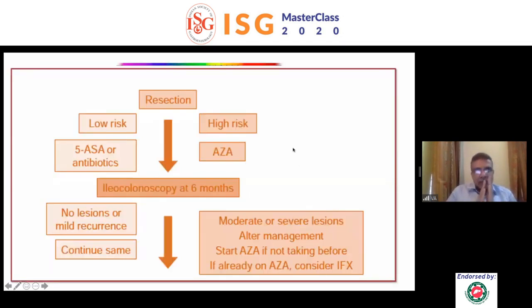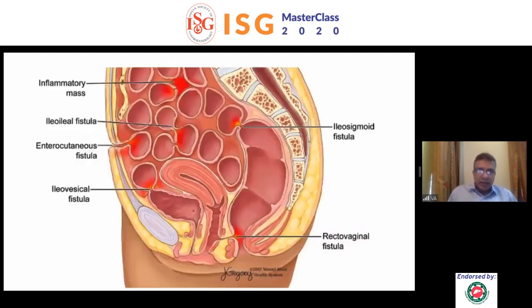So if a patient has undergone resection, do not leave the patient. Ask the surgeon to send the patient back to you. What do you do? Give antibiotics for the first 3 months. You may do an ileocolonoscopy at 3 to 6 months. And if, according to Rutgeerts, the patient has high risk, go for azathioprine or TNF alpha inhibitors, that is biological monoclonal antibodies. If the patient is Rutgeerts 0 or 1, low risk, then you may continue with 5-ASA and intermittently give azathioprine. Repeat ileocolonoscopy at 18 months again.